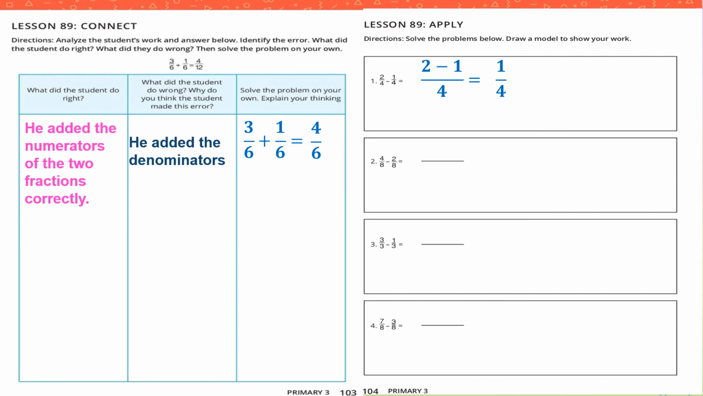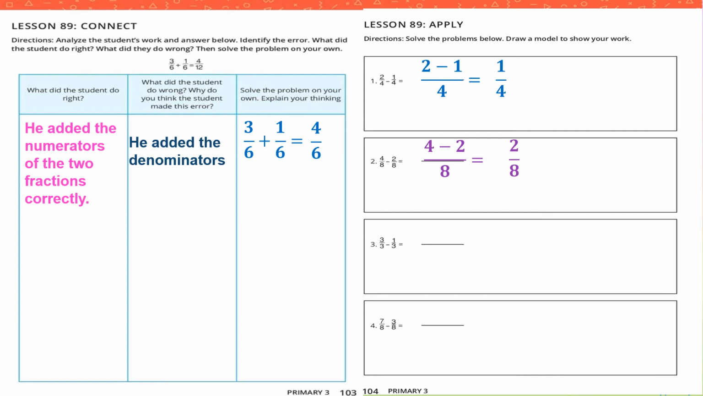Number 2, 4 over 8 minus 2 over 8. Like number 1, here we have same denominators, so I can't subtract the denominators. You must put 8 as a denominator as it is, and subtract the numerators together. 4 minus 2 equals 2, and the denominator, no change. Put it as it is. So the final result will be 2 over 8.